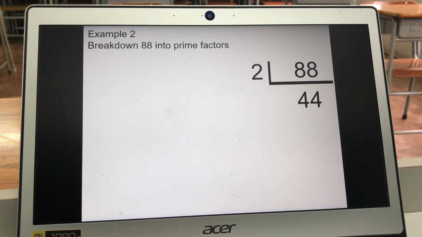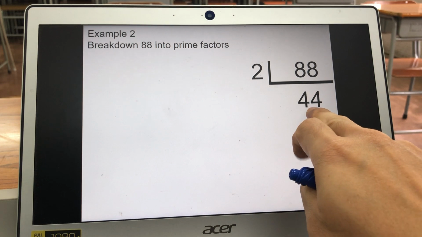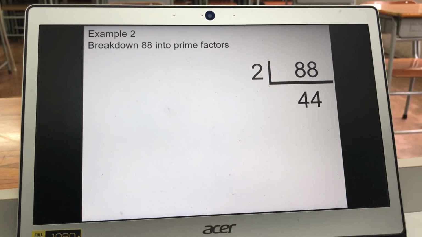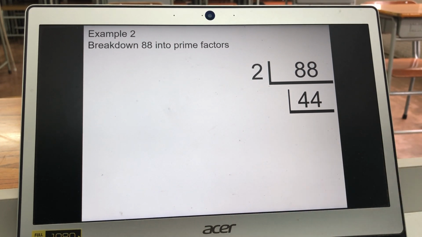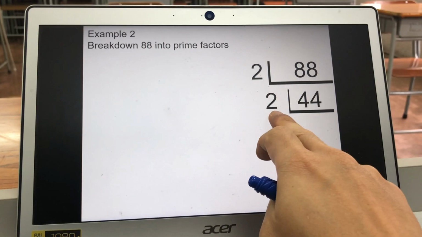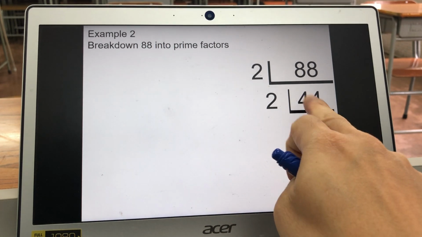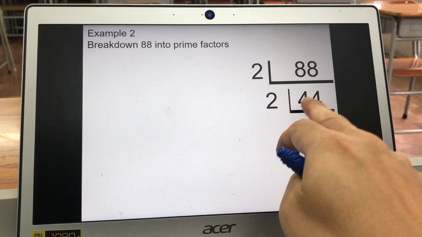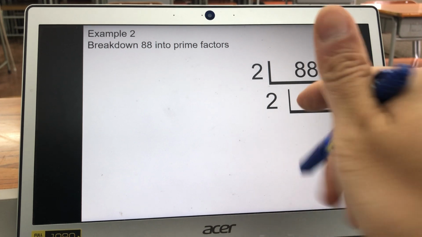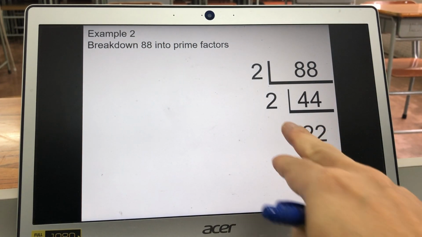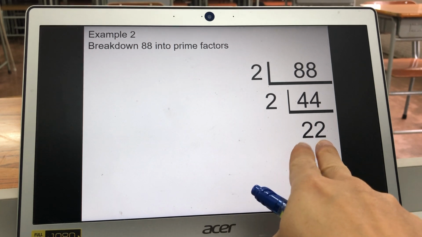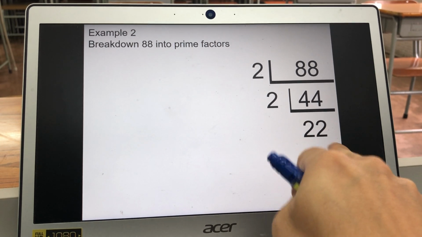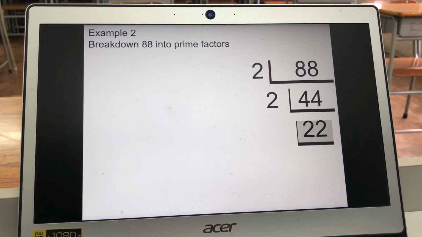And then let's continue. This time we have to break down the number 44 using short division. Start from what prime number? The smallest one. Try 2 first. So 2. 2 times what become 44? Or you may go backward. 44 divided by 2, what is that? 22. So 2 times 22 become 44, right? And then it's not done yet. You have to continue. Continue to do the short division.